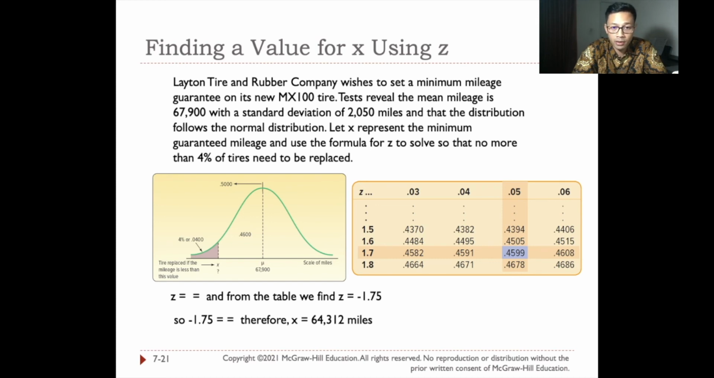It's actually negative 1.75. And so you can use the z-score formula. So it's going to be minus 1.75 is going to be equal to X minus 67,900 divided by 2,050. Now from there you can find that the X is actually 64,312 miles. And so basically the minimum guaranteed mileage should be set at 64,312 miles, so that 4% of the tires will be replaced under this plan.